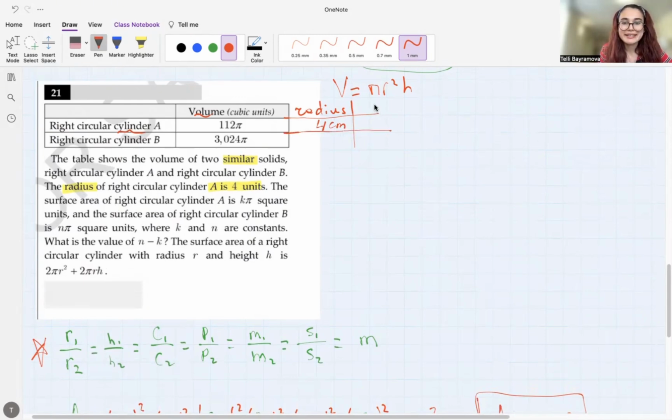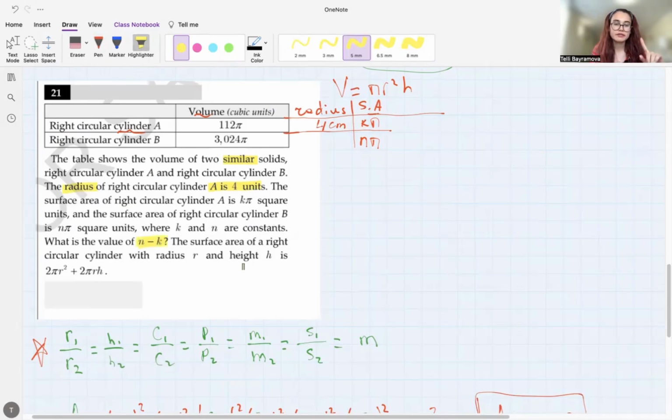And the surface area of cylinder B is k times pi. For cylinder A, it is n times pi. What is n minus k? We need to find n minus k, and the question gave us the surface area of right circular cylinders. Okay, right circular cylinders, guys.